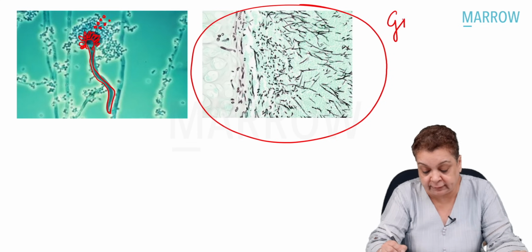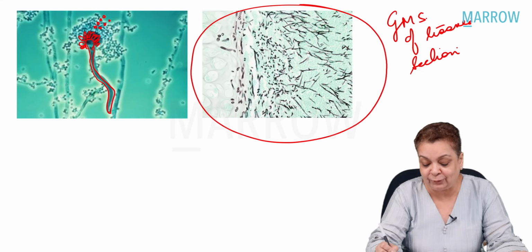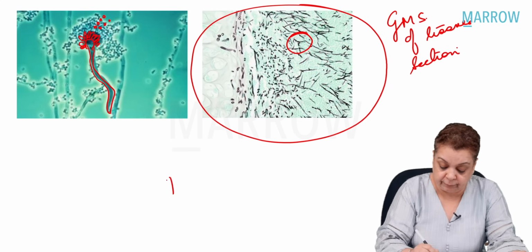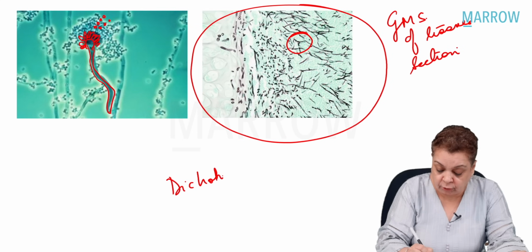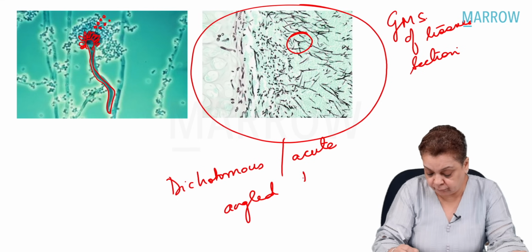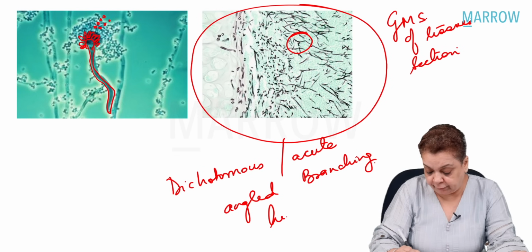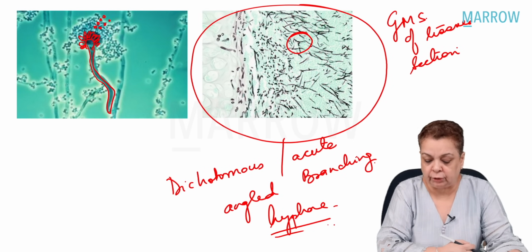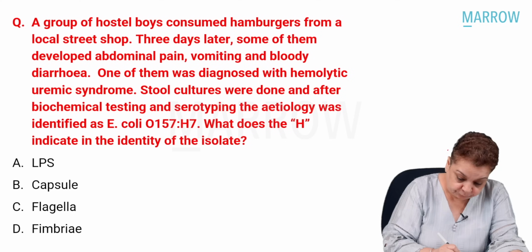This is the Gomori's methenamine silver stain of a tissue section. It's actually a lung biopsy. And here what is so typical is this dichotomous branching, acute angle or dichotomous branching of hyphae. Very, very important about Aspergillus.